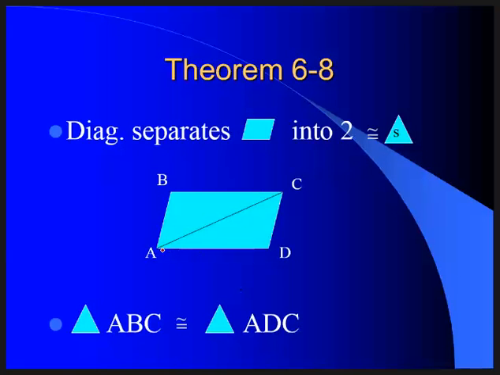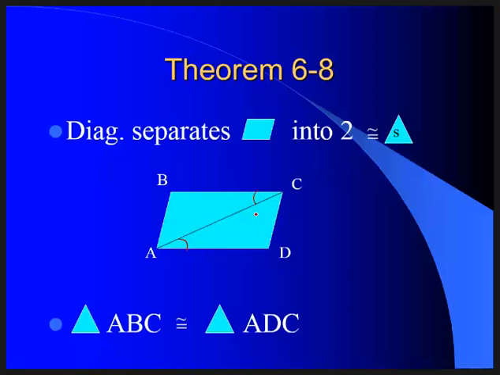If I draw a diagonal in a parallelogram, it cuts that parallelogram into 2 congruent triangles. So in this picture, triangle ABC here is congruent to triangle ADC. So I now know, let me erase that, this part of this corner is going to be congruent to angle BCA.